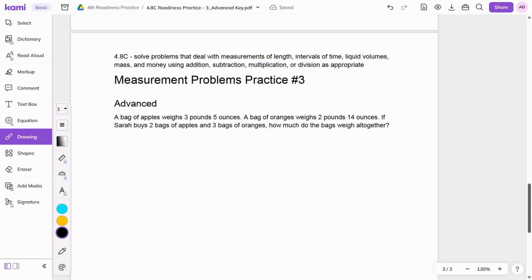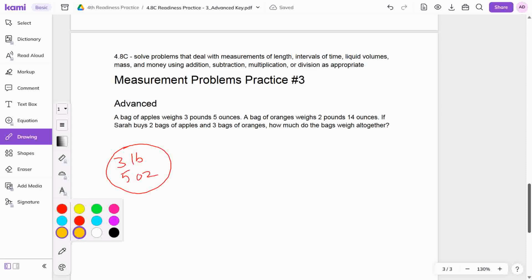And then finally, 4.8C measurement problem practice number 3 is we have some apples here. And we're trying to buy bags of apples. And I'm just going to put in red, I'll just put a bag like this, and I'll say 3 pounds. Now, the strange thing is we've got an abbreviation of pound with LB, 5 OZ. And then a bag of orange.